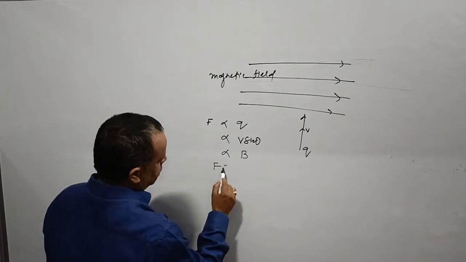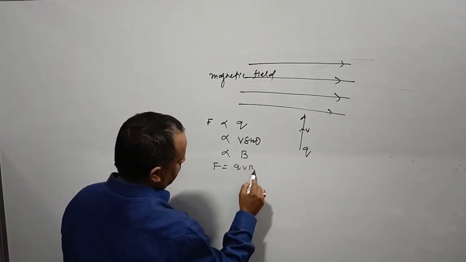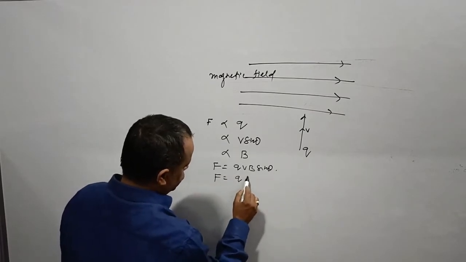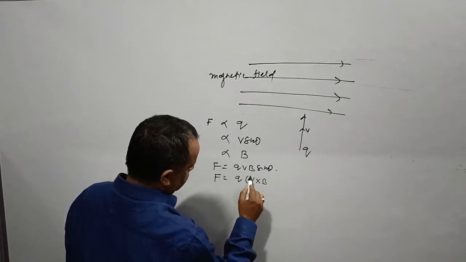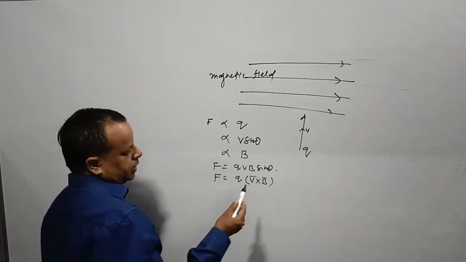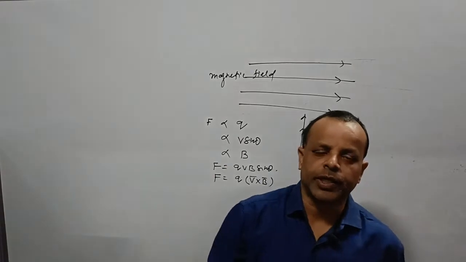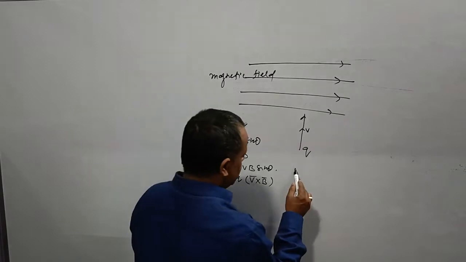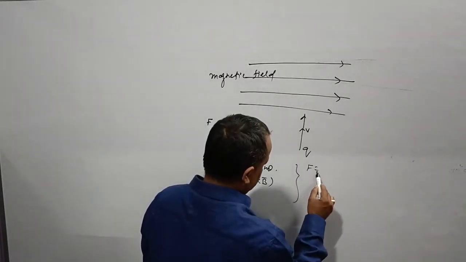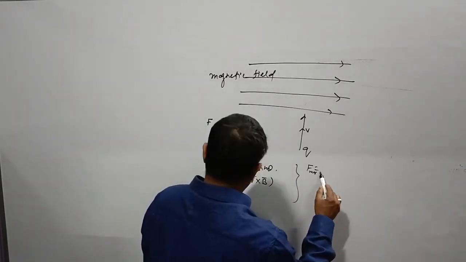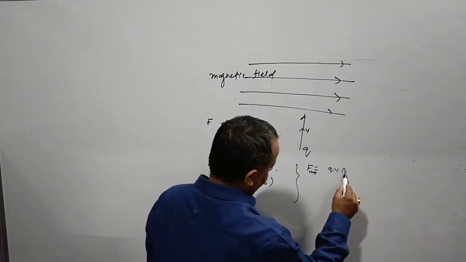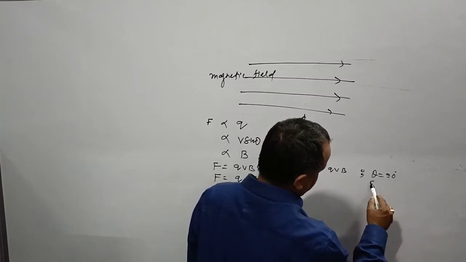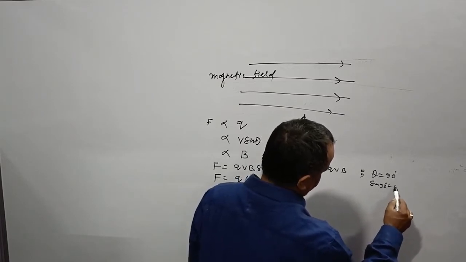So net force will be what? It is q v B sine theta, or we can write q into v cross B. If this charge enters the magnetic field parallel to the magnetic field, then sine theta will be 0. In that case, net force will be 0. Force maximum will be q into v into B when it enters the magnetic field at 90 degrees. Why? Sine 90 is 1.